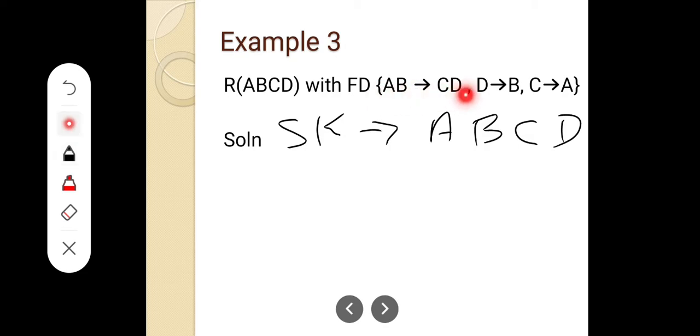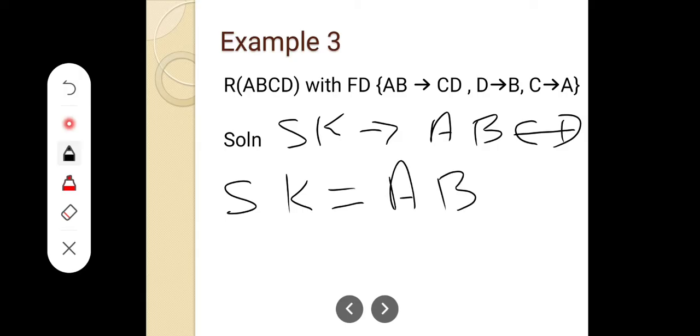Look here, AB is determining CD. AB determining CD, so we don't have to write CD. We can eliminate CD. Any other reduction possible? D to B, no, it is not possible. C to A, no more reduction is possible. So AB is our new super key. Super key is AB. Clear?